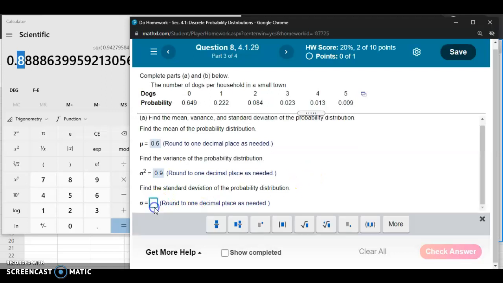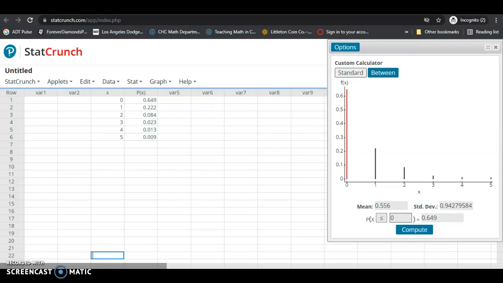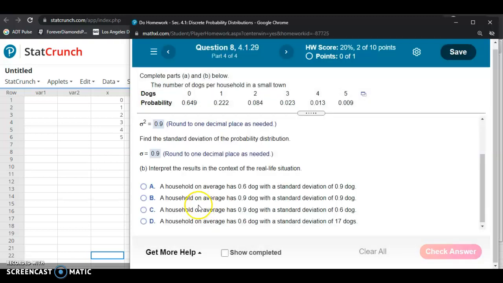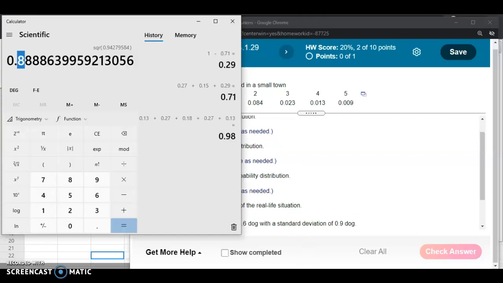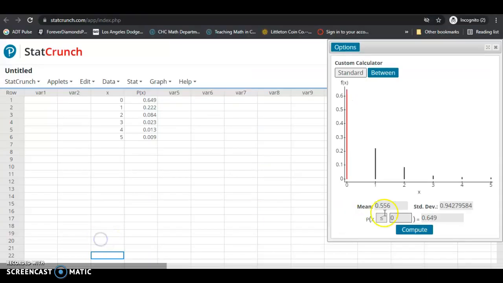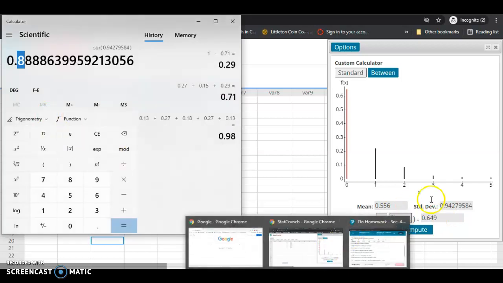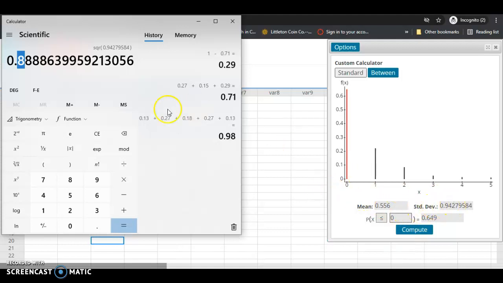Now we need the standard deviation, which we've already got, which is 0.94. Once again, it'll ask you to round to one decimal place. Notice that the variance, which is this number here, 0.888 and some other digits, and the standard deviation, which is 0.94, are different. But when you round both of these to one decimal place, they actually look like they're the same, but they're not. The reason they look the same is because we're rounding. In reality, the standard deviation and variance are not going to be equal.